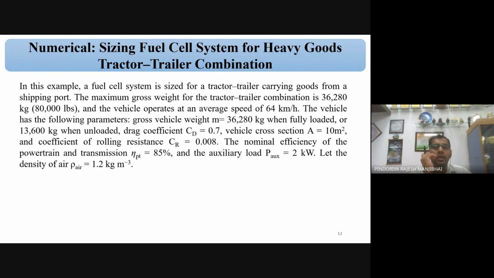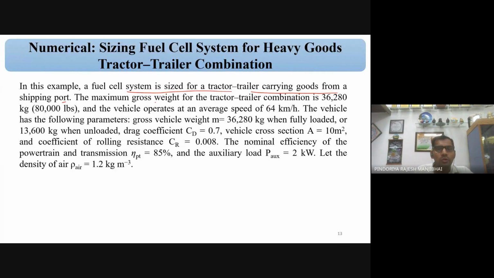Now the next numerical. This one is a detailed example. I considered a practical case: there is a tractor. In this example, a fuel cell system is sized for the tractor. Normally we use the tractor in the agriculture field, or to carry goods from the shipping port. So the tractor is used to carry luggage, otherwise we can say carry goods.